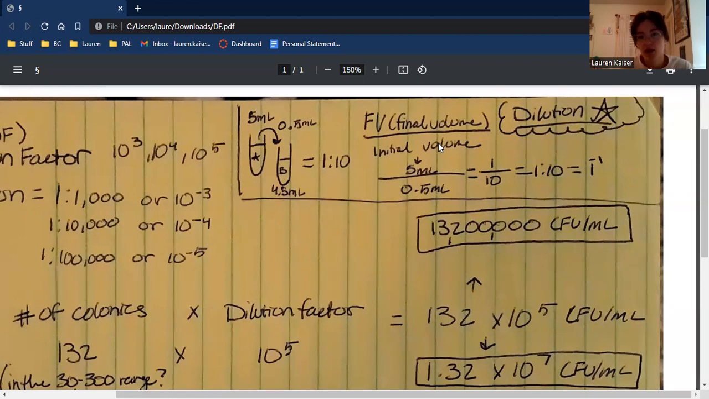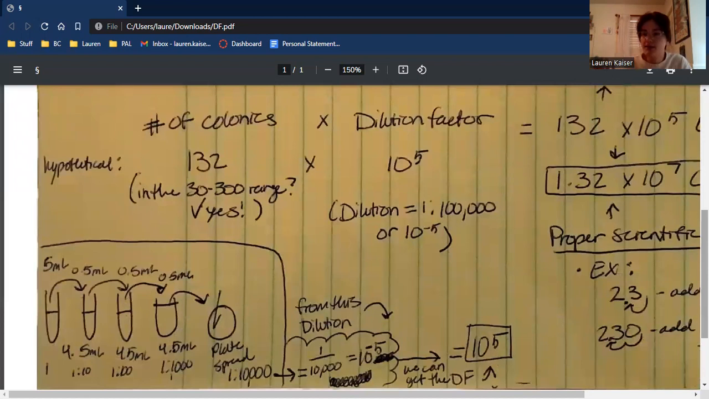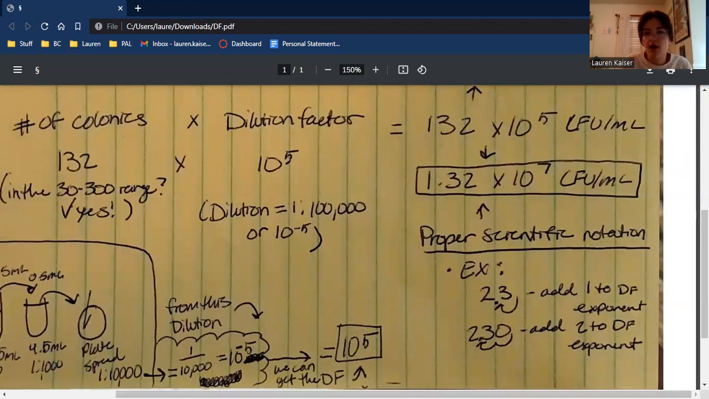I know this math isn't as complicated as the dilution factor and everything, but the more practice you get with it, the more comfortable you'll be. So if we hypothetically had 132 colonies, we have to ask ourselves, first of all, we're given a number of colonies. Is this within the 30 to 300 range? Yes, it is. So we're going to move on to the dilution factor. It could be given to us in several forms, but we would know that if it's 1 to 100,000 or 10 to the negative fifth, our dilution factor is going to be 10 to the fifth. So in our equation, we have 132 times 10 to the fifth CFUs per milliliter. Or if you want to put it into correct scientific notation, 1.32 times 10 to the seventh.